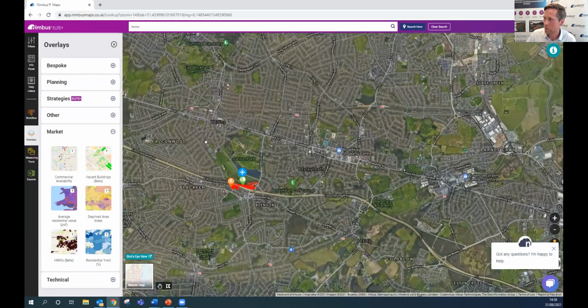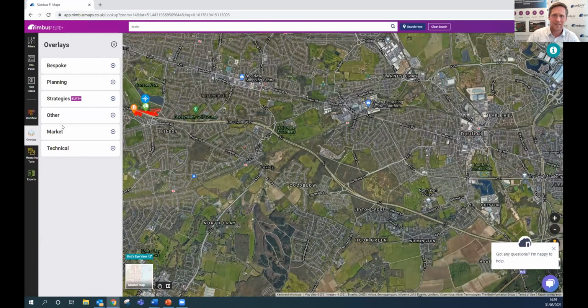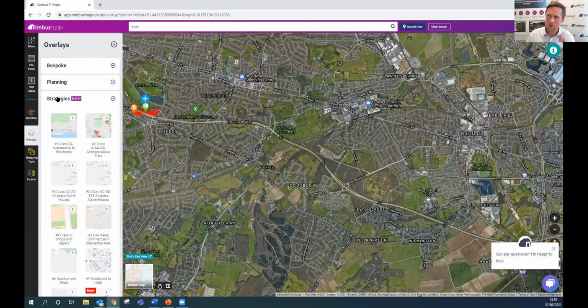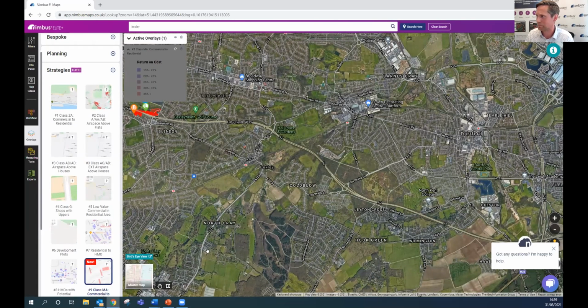So let's go and find. We've found some areas we want to search. So I'm going to search around here, and this is where the clock starts. I'm going to use this thing called Elite Plus, and I'm going to use the Class MA strategy. So Lloyd, can you do me a favor? Can you be ready with the stopwatch, and we'll go 3, 2, 1, go.